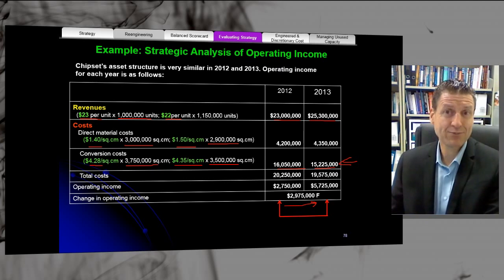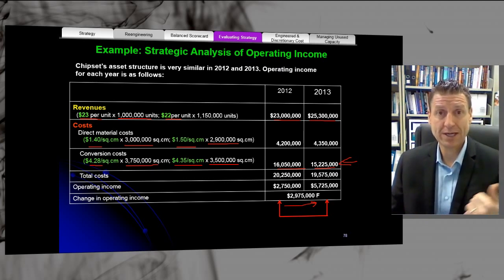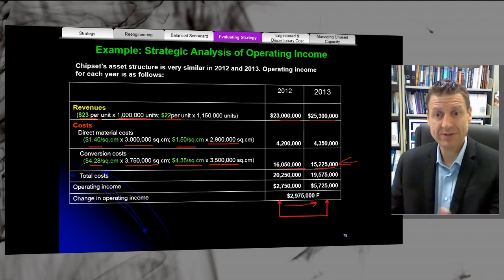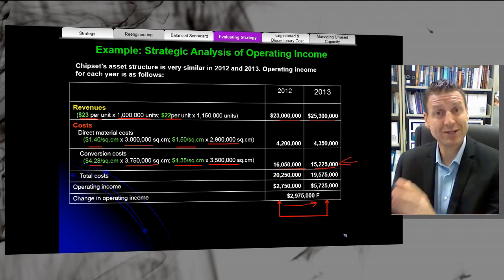So now we want to break down all of these numbers into a price recovery component, a growth component, and a cost component, because then we can be more focused on whether these numbers, what we've seen here, are supporting a cost leadership strategy or a differentiation strategy.